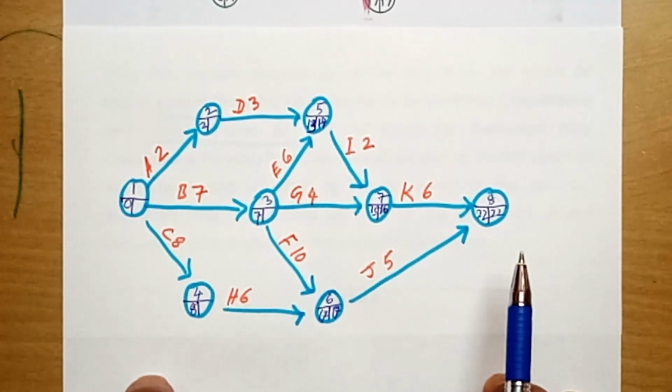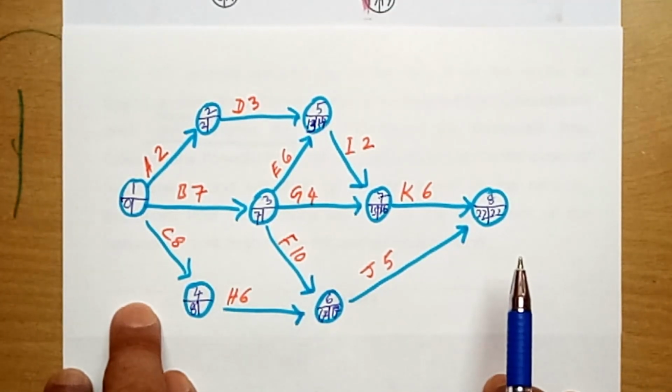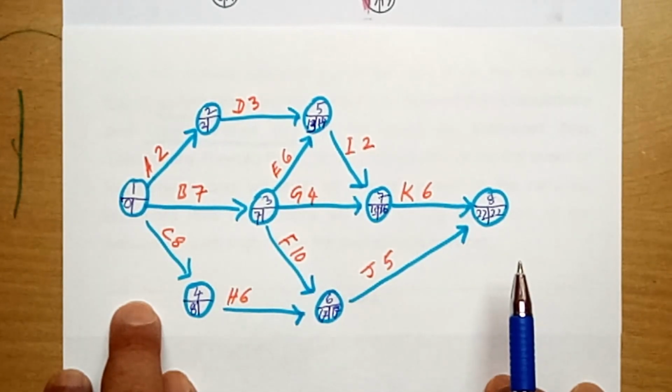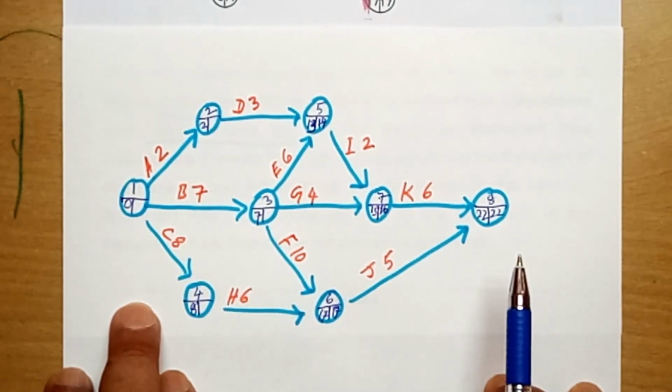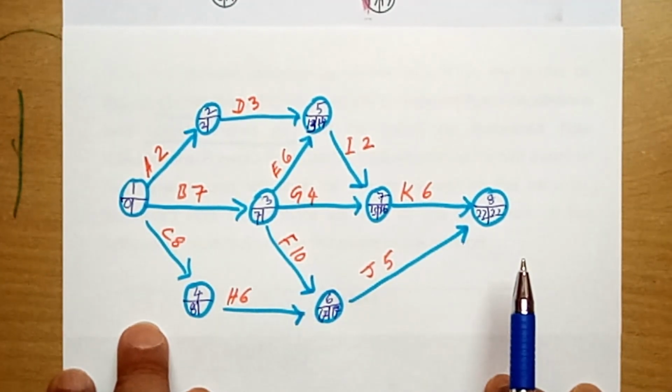During the forward pass, we took the highest one, the highest of the earliest starts. If you have a number of earliest starts for a node, you take the highest one. Now during the backward pass, if you have more than one latest finish for a particular node, you will take the lowest one. Remember, I repeat, during the forward pass, whenever we had a number of earliest starts for a node, we used to take the highest one. Now during the backward pass, if you have more than one latest finish for a particular node, you will take the lowest one.